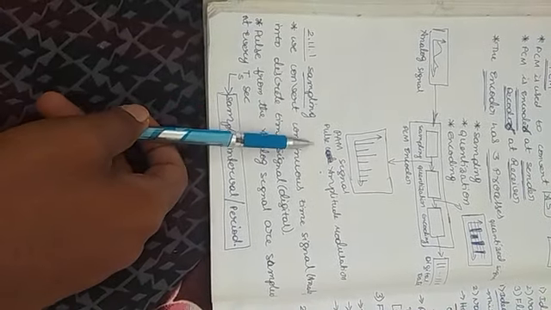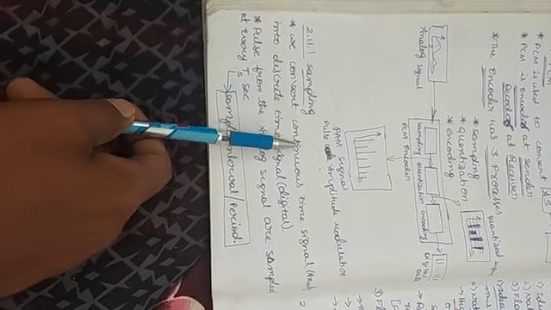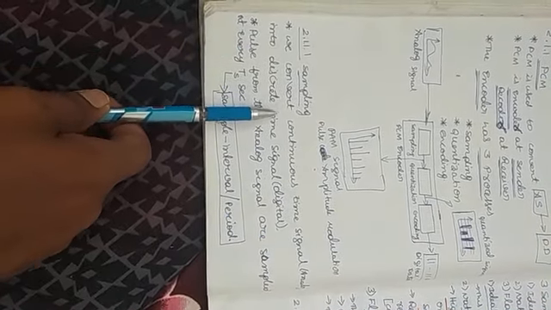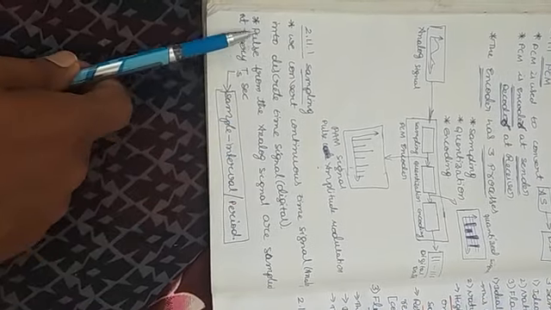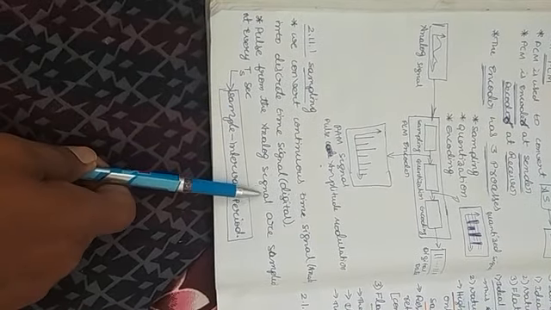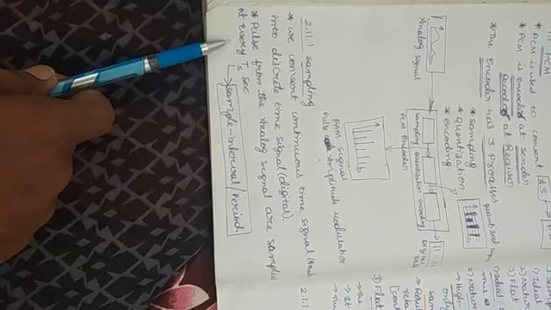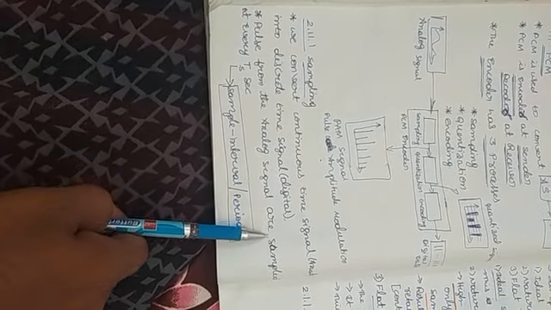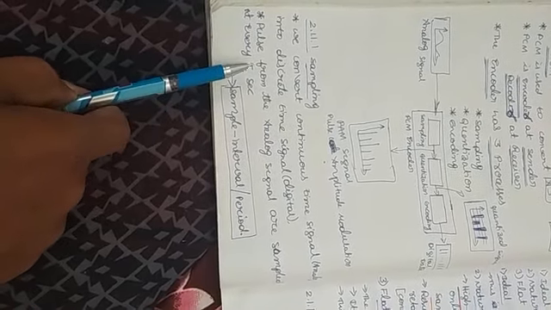Next is sampling. What is meant by the sampling process? Here we convert the continuous time signal, nothing but analog signal, into a discrete time signal, nothing but digital. Pulses from the analog signal are sampled at every T seconds. Means we are going to sample at every T seconds.